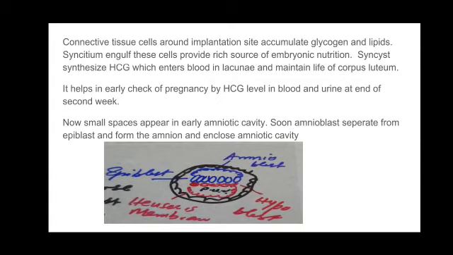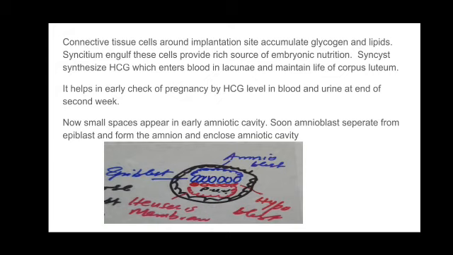The syncytium now synthesizes HCG, human chorionic gonadotropin hormone, which enters the blood in lacunae and maintains the life of the corpus luteum, entering the circulation of the mother and then reaching the corpus luteum. It helps in early checking of pregnancy by the HCG level in blood and urine at the end of the second week.